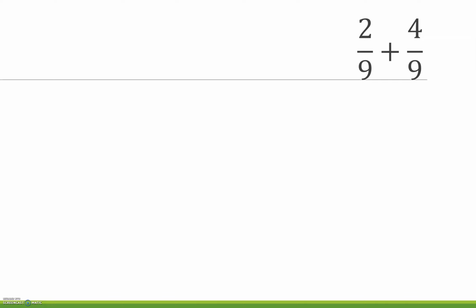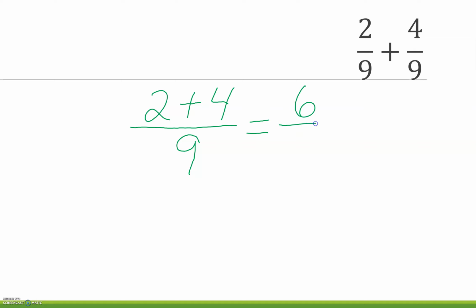So when we go through our steps, first thing we want to look at is our denominators and make sure that they're the same. Now looking at this, we have 2/9 plus 4/9. They're the exact same denominator. Next up, we want to look at our numerators. And our two fractions are combined by addition, so we're going to go ahead and add 2 plus 4. And that will be over our common denominator of 9. Now 2 plus 4 equals 6, so I have 6/9.